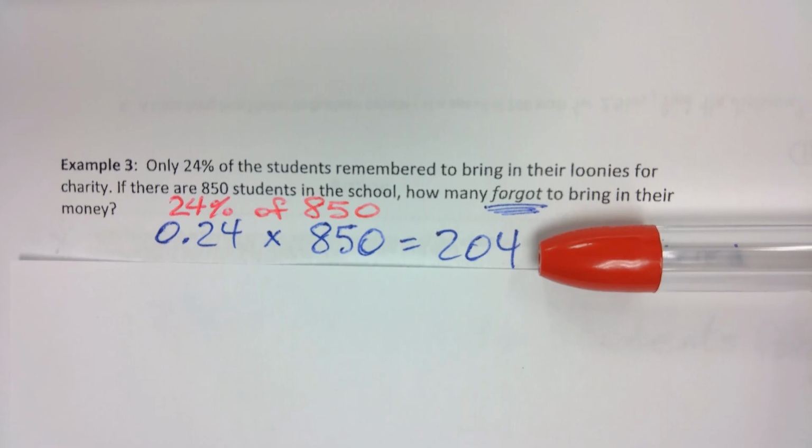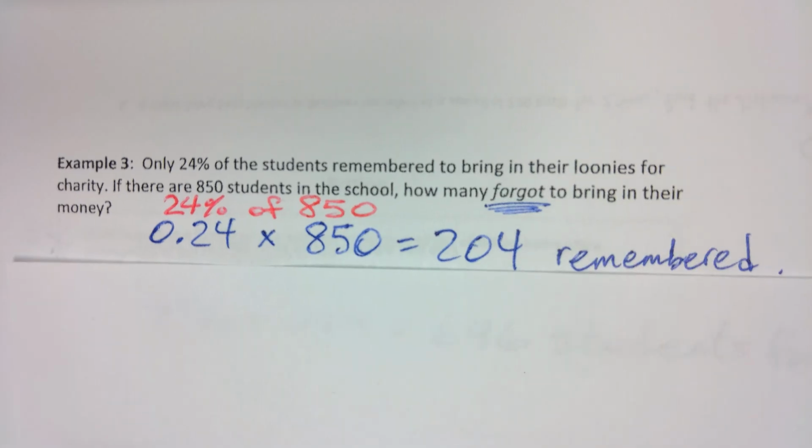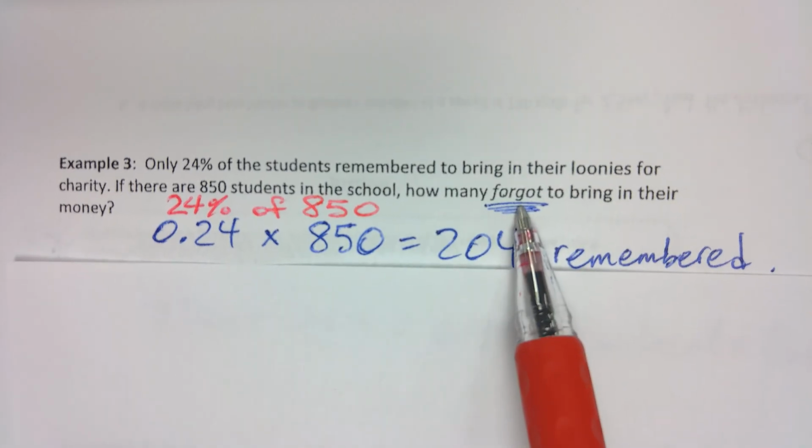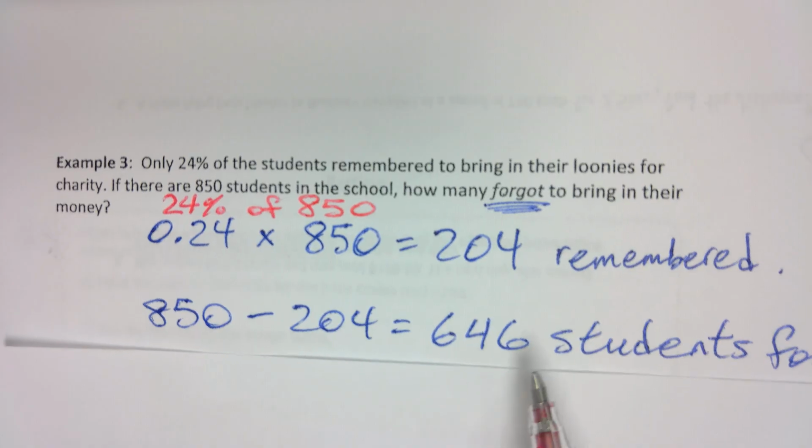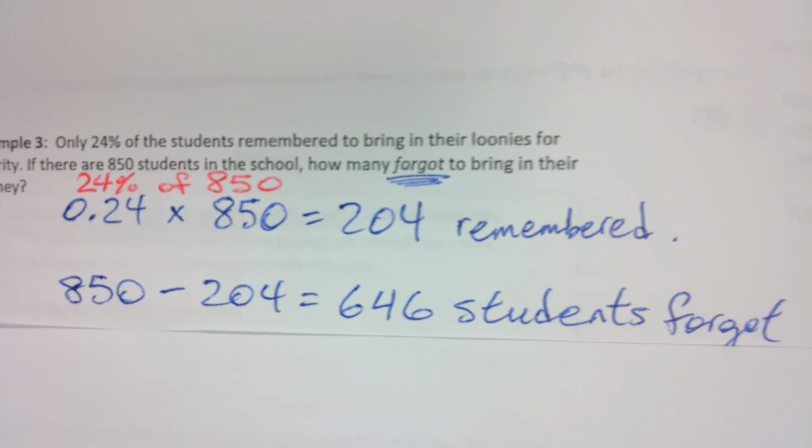Is that my final answer? 204 students? Vincent, why not? What is the question asking? Genevieve: Like the 204 is the amount of people that brought their money and not who didn't. Right. Read the question carefully. It's asking how many forgot. So if 204 remembered, that means 646 students forgot. You have to subtract it, which is sad.